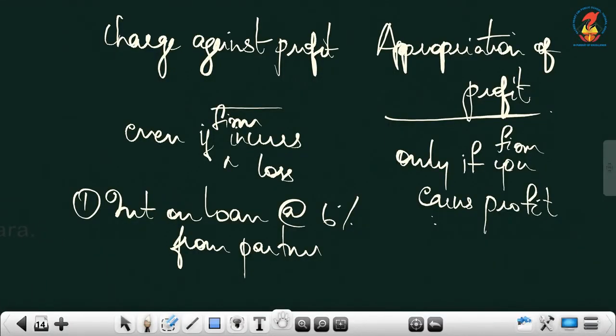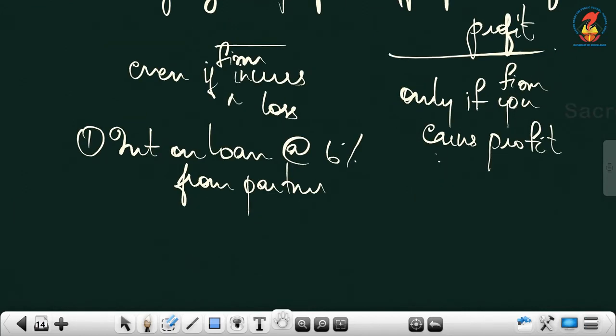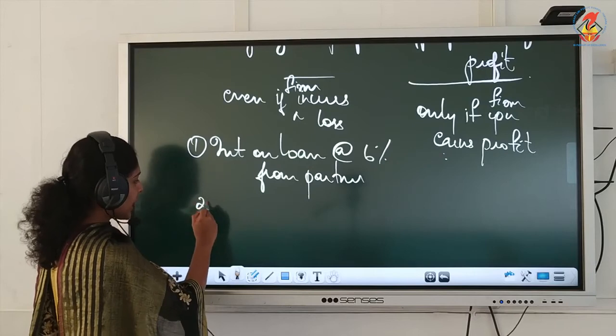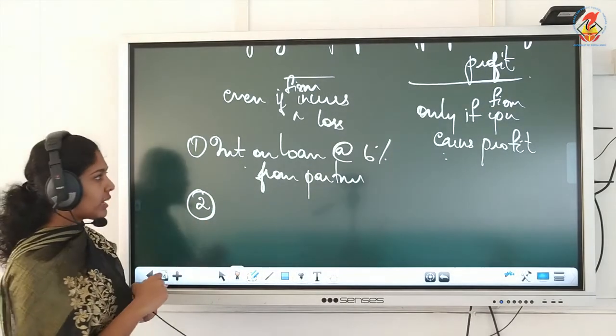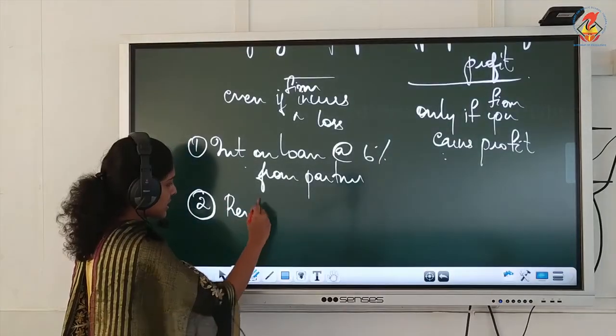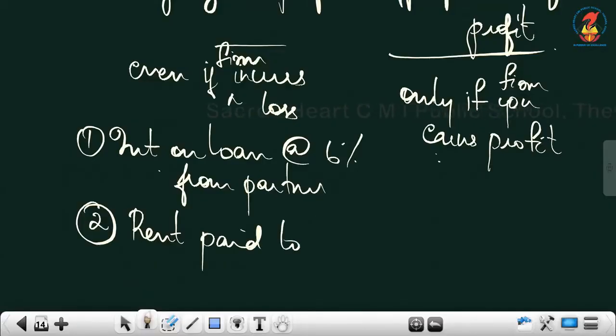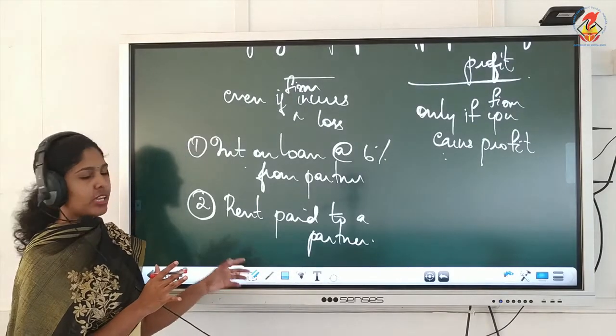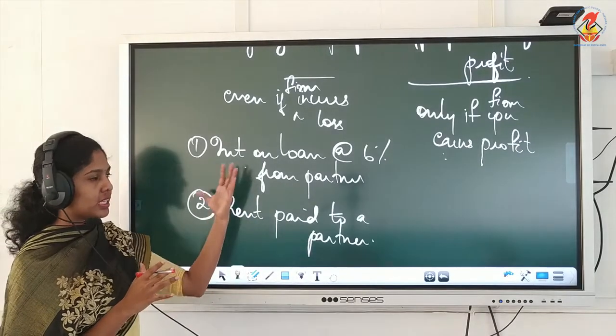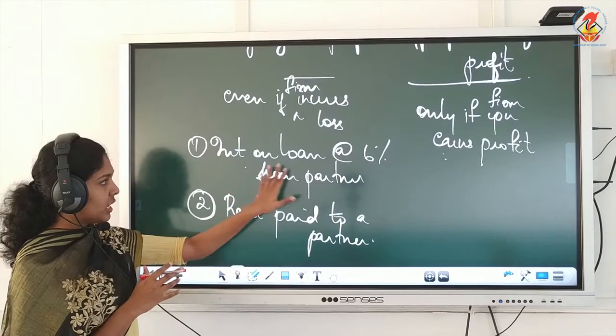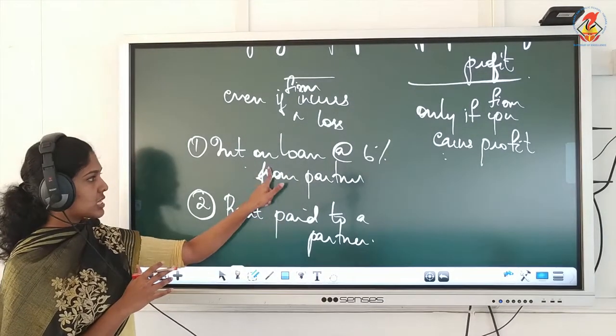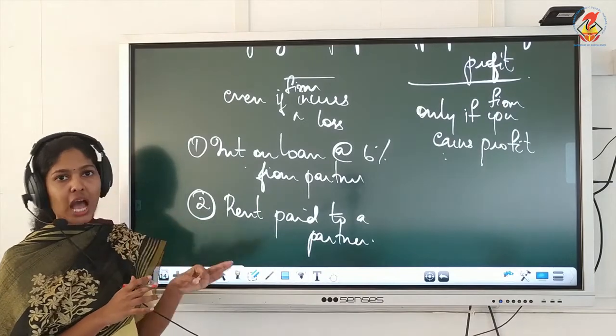Appropriation means if you have profit, you distribute. Charge against profit means it is compulsory that you have to pay this interest on loan, whatever happens in the firm. The second is rent paid to a partner, that is also a charge against profit. You have to pay rent to the partner even if the firm is incurring loss. These are the 2 main items. Then we have interest on debentures that we will study later. For now, remember only these 2: interest on loan from partner and rent paid to partner are charges against profit.